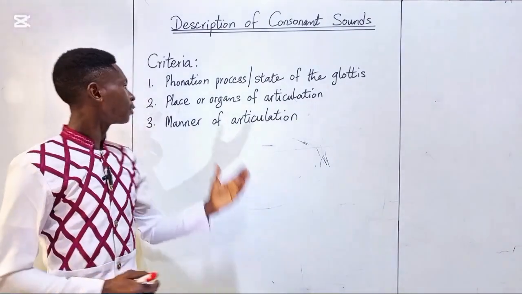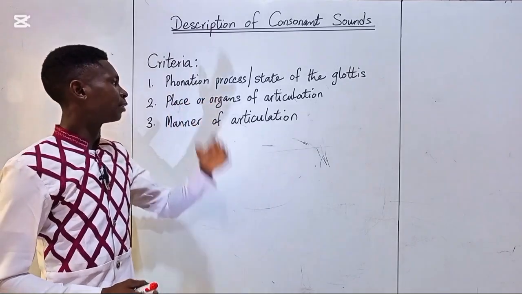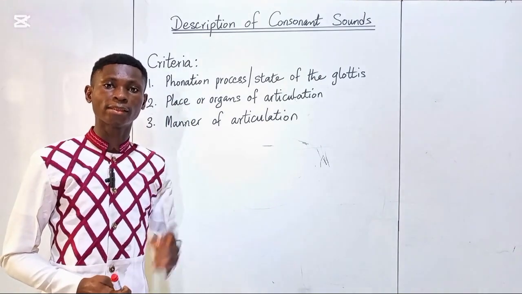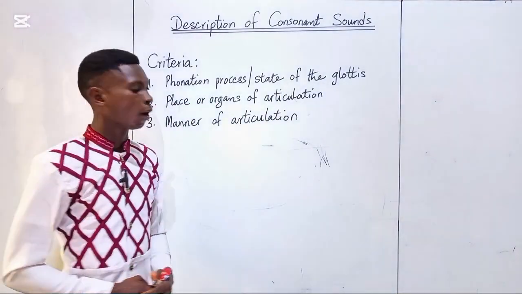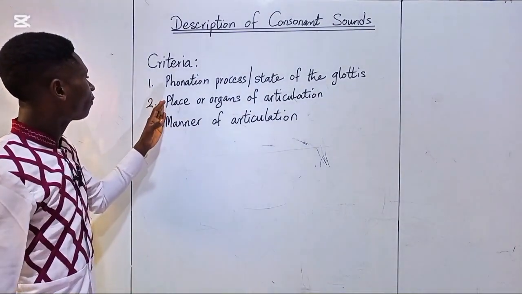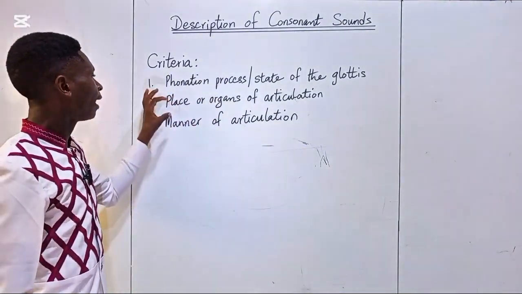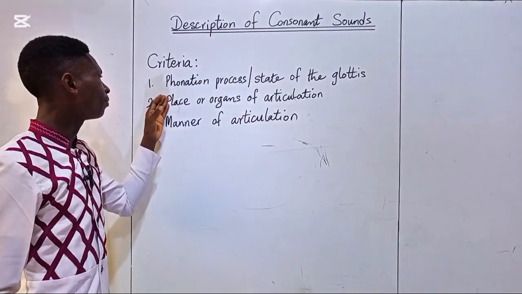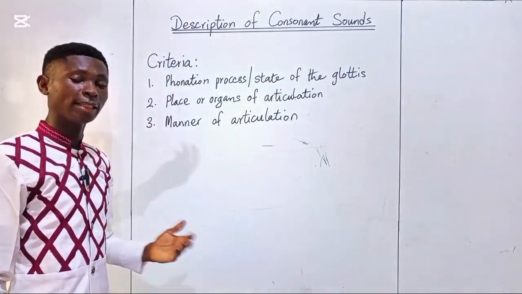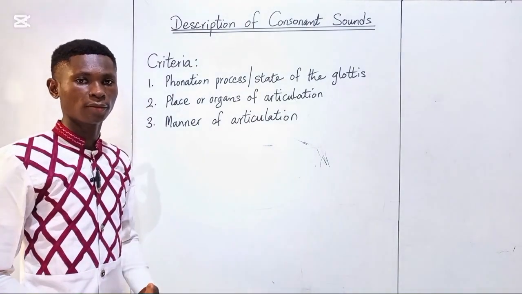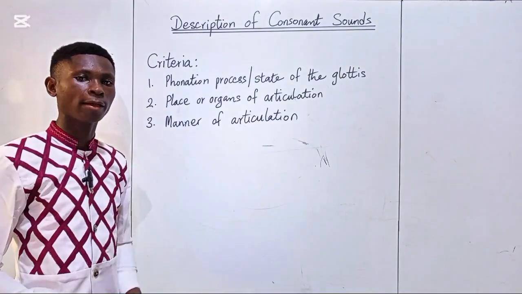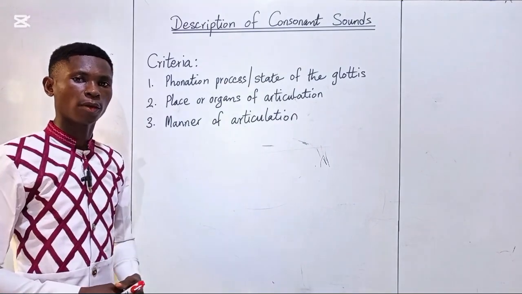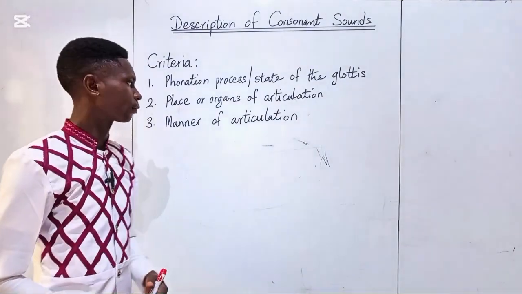Thus, the place or organs of articulation of that sound is the two lips. Alright, so we have place of articulation. We can have sounds described as bilabial when we consider place of articulation. That is, if the two lips are involved. We have bilabial sounds, those are bilabial consonant sounds.